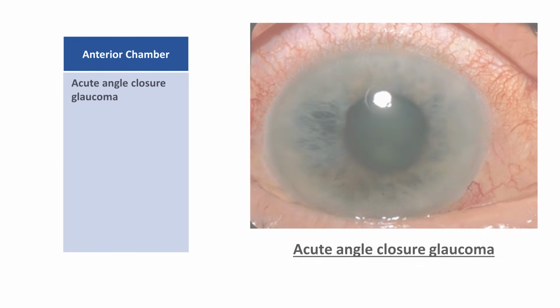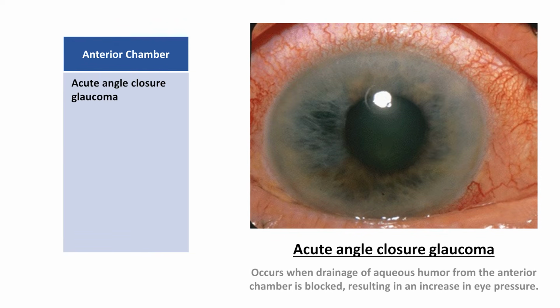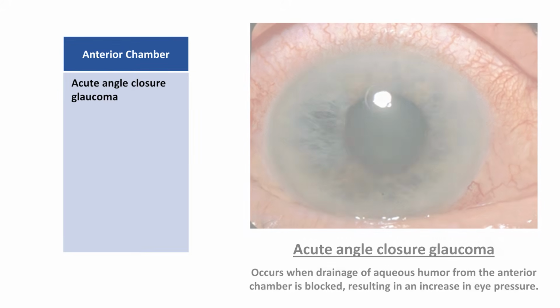Last, we have 4 potential problems within the anterior chamber. Acute angle closure glaucoma occurs when drainage of aqueous humor from the anterior chamber is blocked, resulting in an increase in eye pressure. Symptoms include profound eye pain and decreased visual acuity. On exam, the pupil will be mid-dilated and fixed. The pupil may appear cloudy due to haziness of the cornea, and there is ciliary flush.